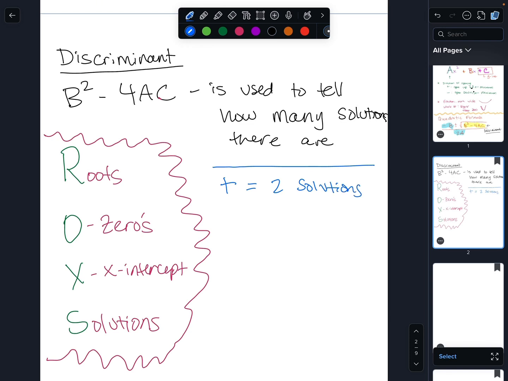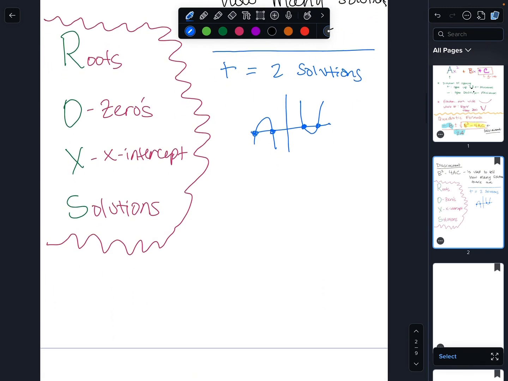That means that when you graph, it's going to cross your x-axis twice. Maybe something like this. It could look like something like that. That's two solutions if your b squared minus 4ac is positive. You'll see some examples of this in a few moments. Now, if your b squared minus 4ac happens to be 0, that means you have one solution.